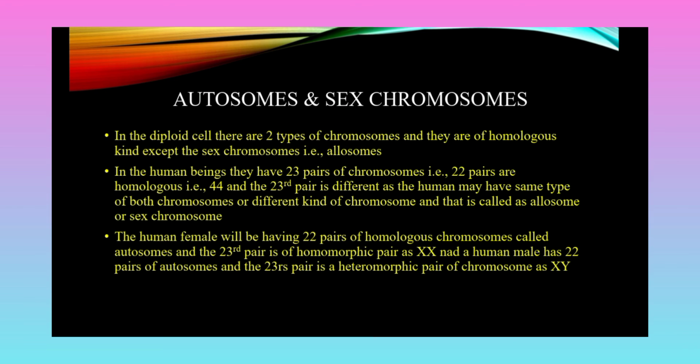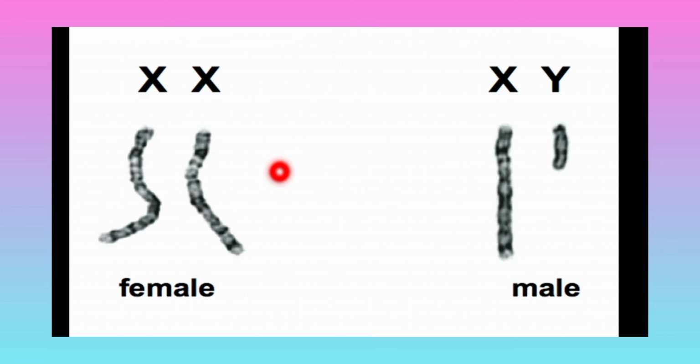If the human female has 22 pairs of homologous chromosomes, that is known as the autosomes, and the allosomes are, as I've said, the 23rd pair. If the chromosomes carry X and X, it is known as a homomorphic pair, the 23rd pair. A human male has the 23rd pair as a heteromorphic pair, meaning X and Y. So these are the sex chromosomes: X and X are the female chromosomes, whereas X and Y are the male chromosomes.